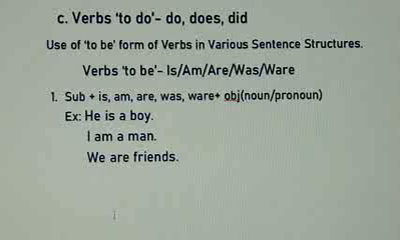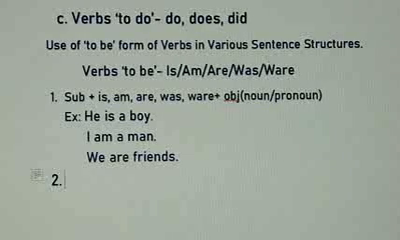And in the third example, we are friends. Over here, the word we is denoting a group, and a group must consist of more than one person. That's why the auxiliary verb that we have used over here is are. Okay? Now, let me give you another structure.